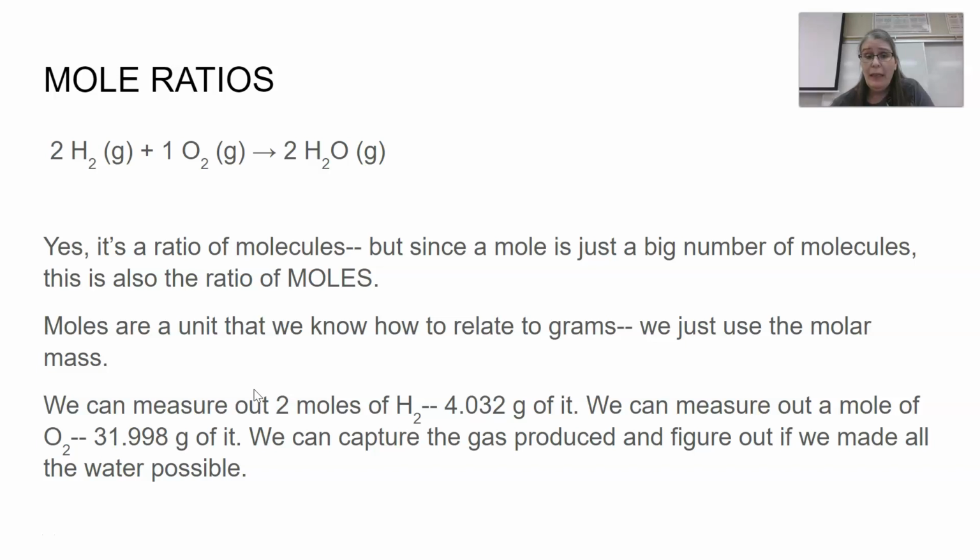Moles are a unit that we know how to relate to grams. We can just use the molar mass. We've been doing that for months. So I could measure out 2 moles of H2. I know that's 4.032 grams of H2. I can measure out a mole of O2. It's 31.998 grams. And then if I put those together and get them to react, I could even maybe capture that water vapor, and I would be able to measure that mass and use the molar mass to figure out, did I make all 2 moles of water vapor that's possible?